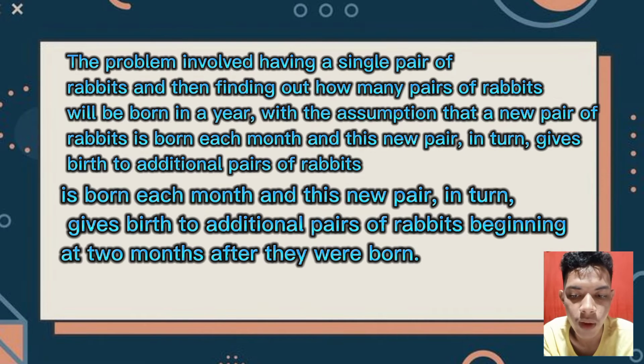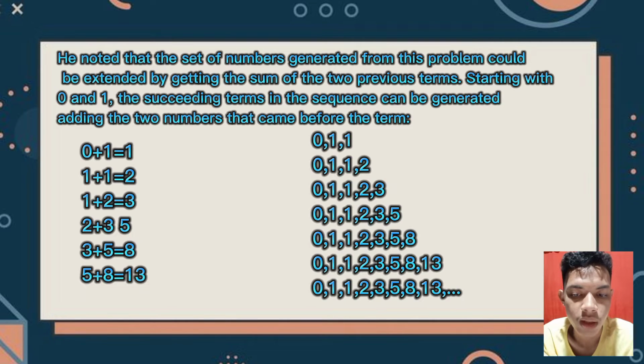The problem involved having a single pair of rabbits and then finding out how many pairs of rabbits will be born in a year, with the assumption that a new pair of rabbits is born each month, and this new pair in turn gives birth to an additional pair of rabbits beginning at 2 months after they were born. He noted that the set of numbers generated from this problem could be extended by getting the sum of the two previous terms. Starting with 0 and 1, the succeeding terms in the sequence can be generated by adding the two numbers that came before the term.